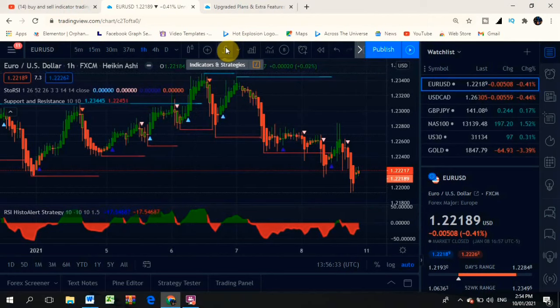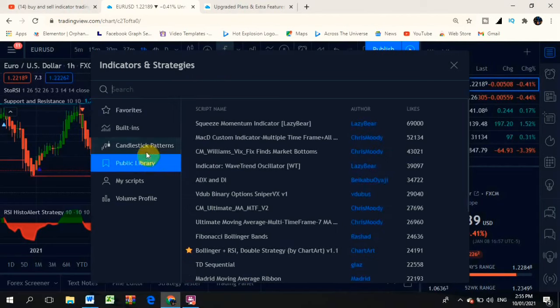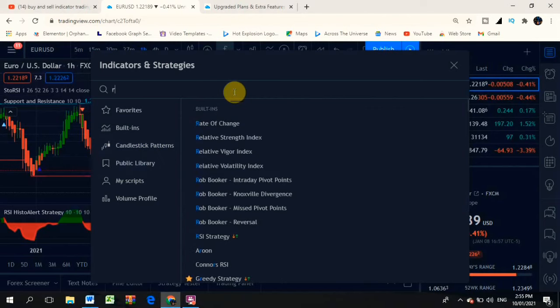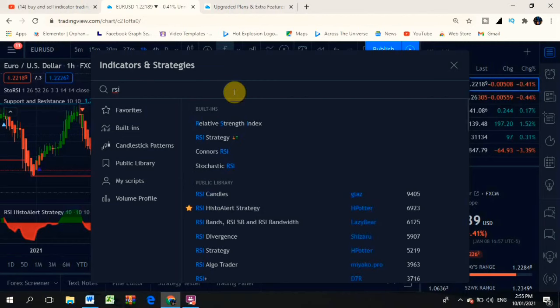When you get to the indicators, you go to the public library. Then you search for RSI. Just type RSI. So this is the indicator here. You can see this is the RSI histo alert strategy. This is the indicator right here. So that's the indicator, guys.